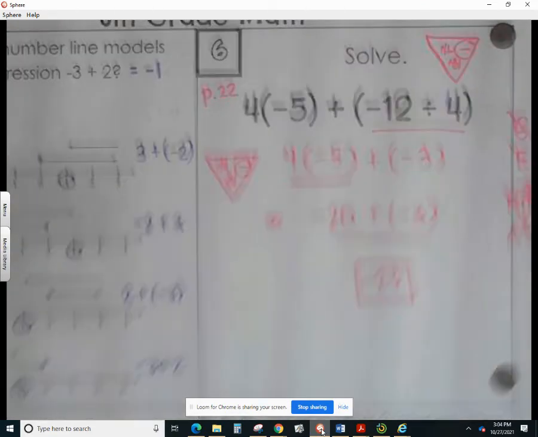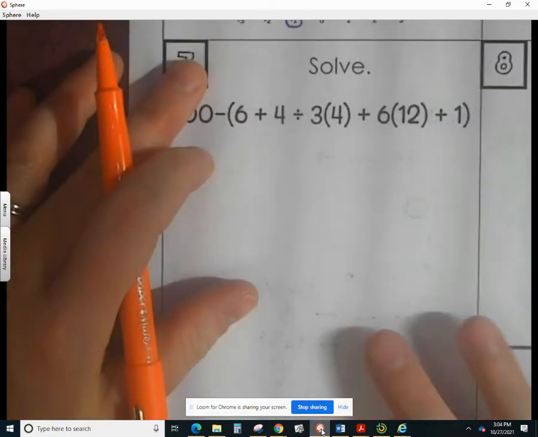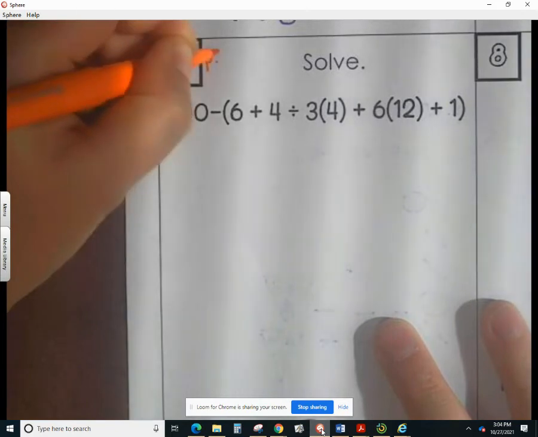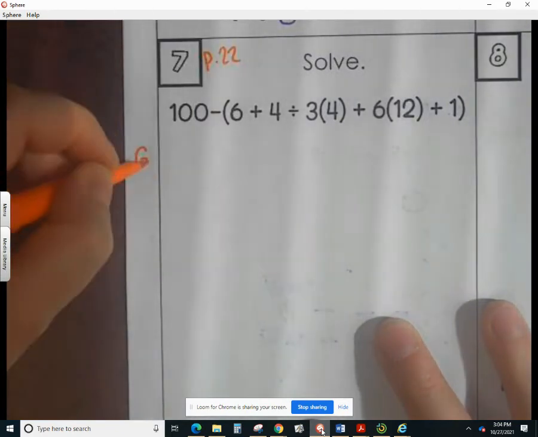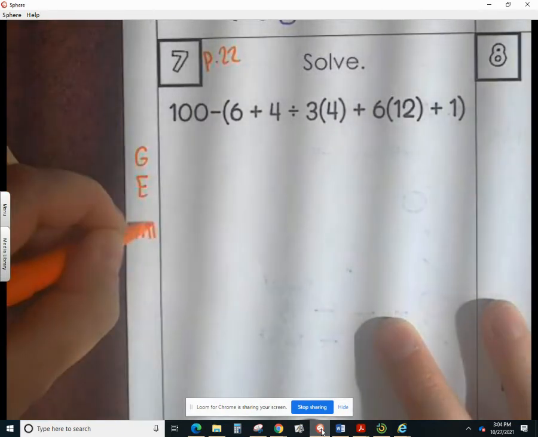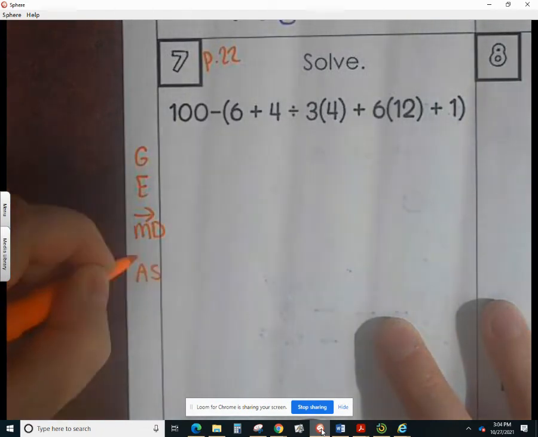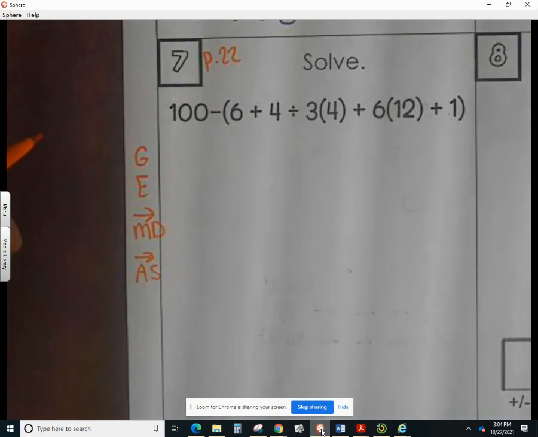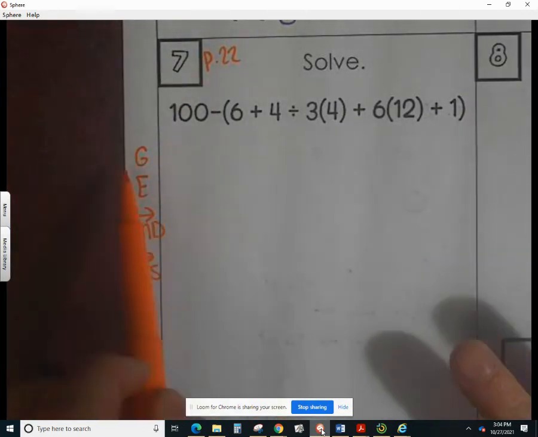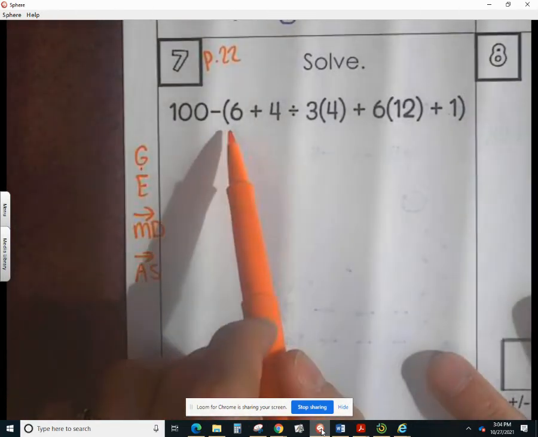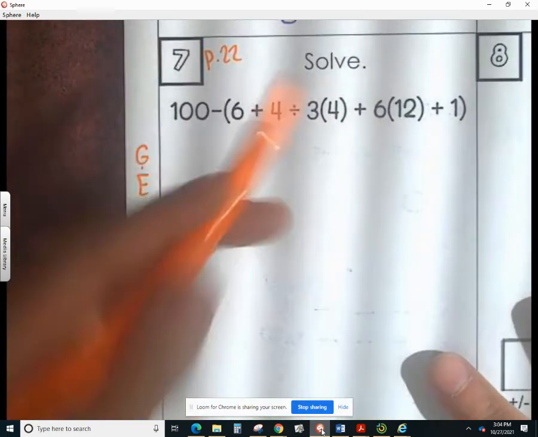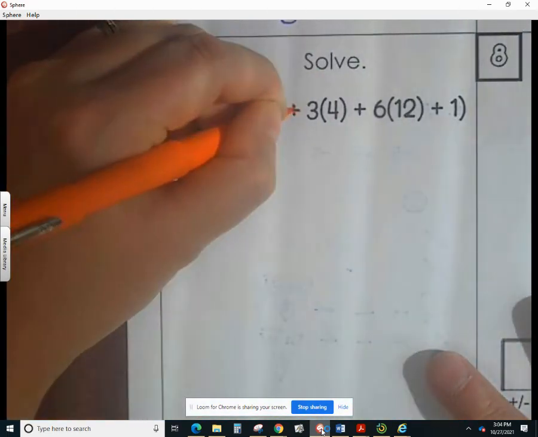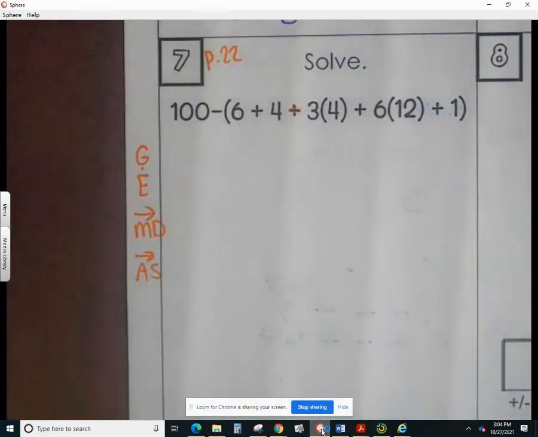Number 7 also uses the order of operations. So you could look at that on page 22. So again, we're going to follow GEMDAS. This looks like a scary problem. It has a lot going on, but it's actually pretty easy. So we do have to start with our grouping symbols, but there's a bunch of stuff going on. And this was actually supposed to be a plus sign, so ignore that that is a division sign.